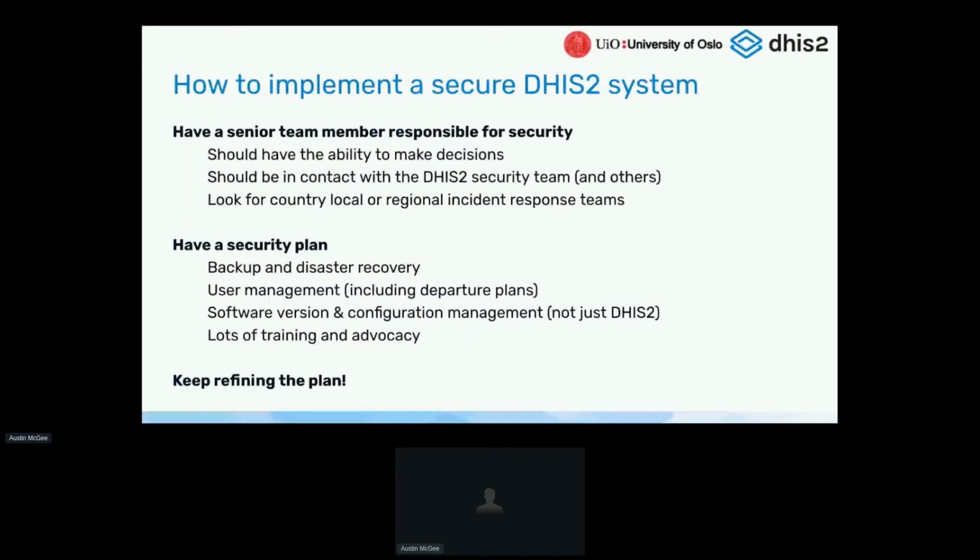It's also important to have a security plan. This is something that is often underrated. But you need to have a plan when it comes to backup, when it comes to user management, version management, and advocacy of security within your organization. And you need to continuously refine that plan as the situations evolve.